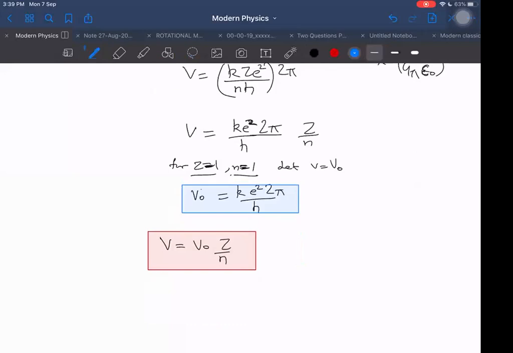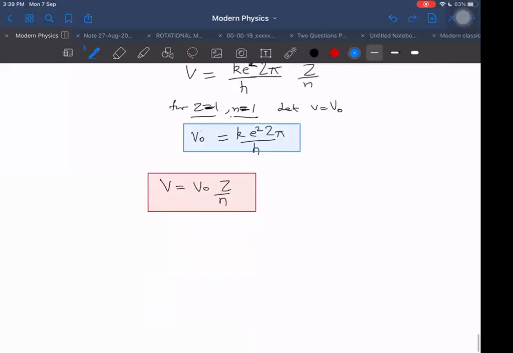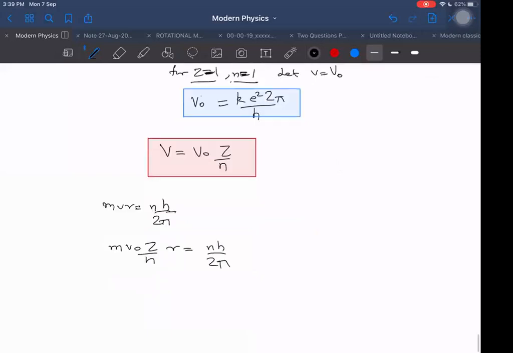Now I will prefer to use the formula. After that, m v r equals n h by 2 pi, n h upon 2 pi. Let us use that one. Now we already know v naught into z by n into r is equal to n h upon 2 pi. So what is r?